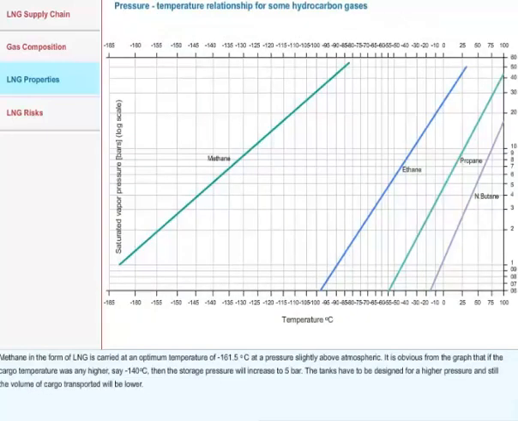Methane in the form of LNG is carried at an optimum temperature of minus 161.5 degrees centigrade at a pressure slightly above atmospheric. It is obvious from the graph that if the cargo temperature was any higher, say minus 140 degrees centigrade, then the storage pressure will increase to 5 bar. The tanks have to be designed for a higher pressure, and still the volume of cargo transported will be lower.